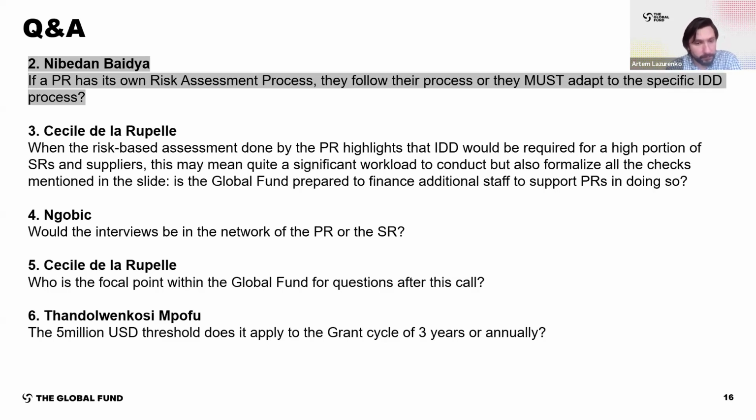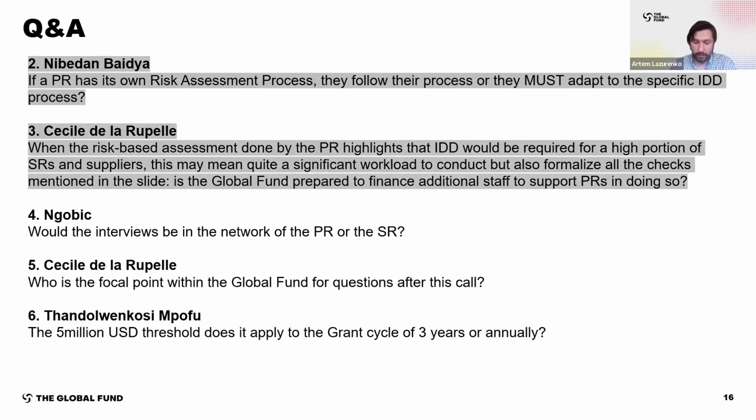Next question. When the risk-based assessment done by the PR highlights that IDD would be required, this could mean a significant workload, as well as formalizing all the checks. So would the Global Fund be prepared to finance additional staff? So as with other risk management activities, this obligation is a part of the principal recipient's general obligations, right? The principal recipient signs up to have prohibited certain activities. It signs up to not have engaged counterparties that are on, for example, terrorism blacklists, right?